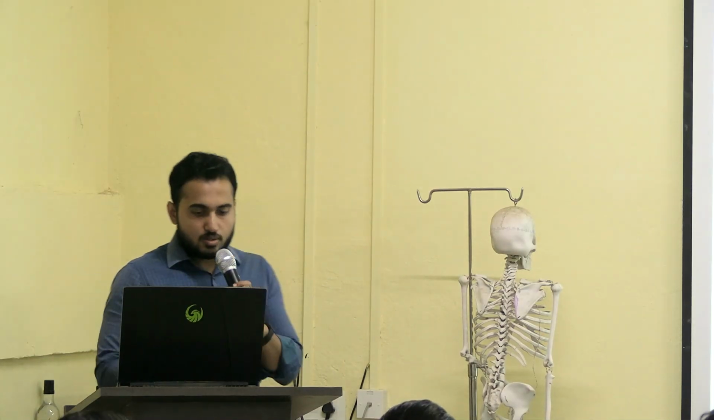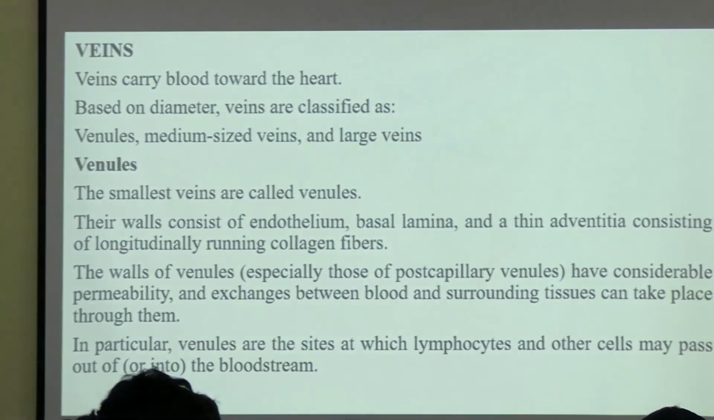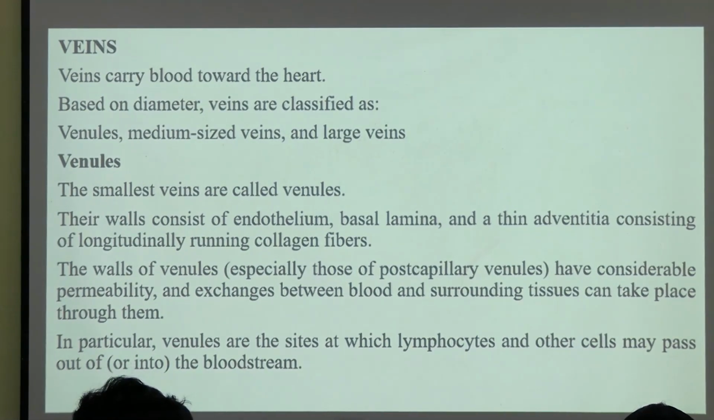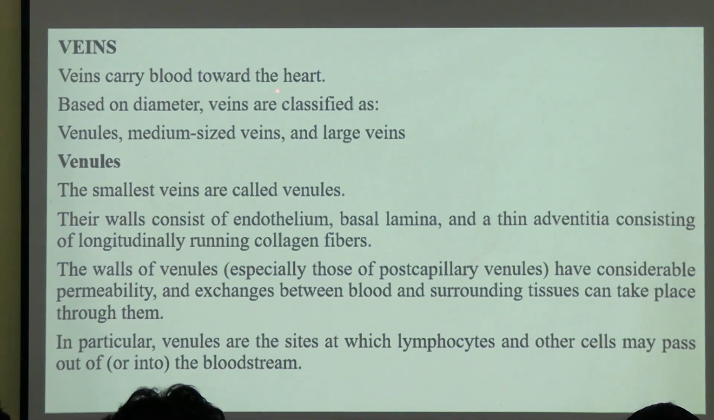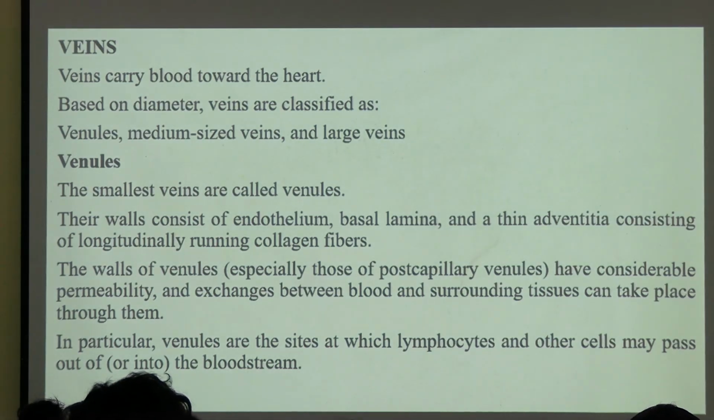Okay. So that is all about the arteries. So we have seen up to the arterioles, which is the smallest one along with the structure. Next is the veins. So you know that veins carry deoxygenated blood towards the heart. Now based on the diameter, different types of veins are there. That is venules, which is the smallest one, then medium sized vein and large veins. These are the different types of veins present in our body depending on the diameter.